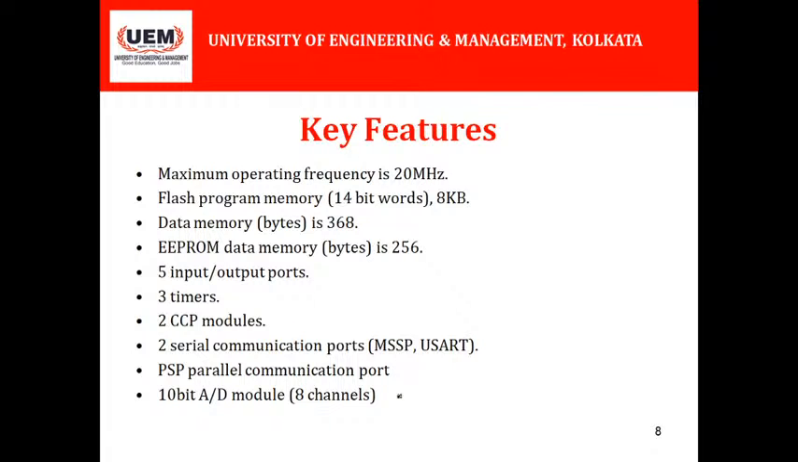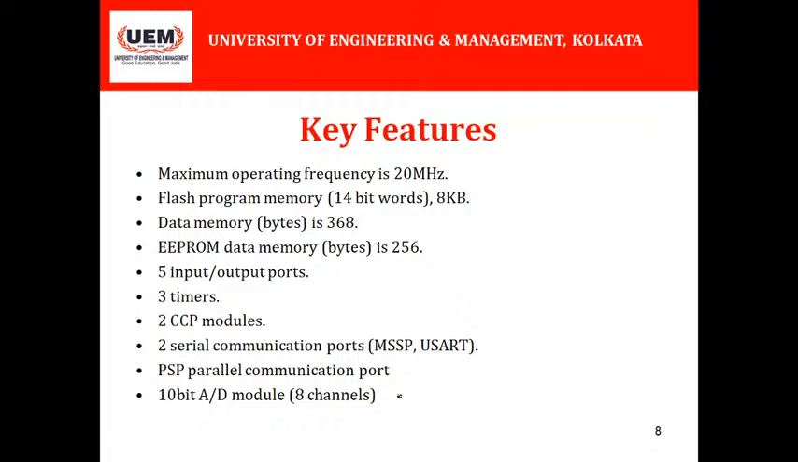Key features. What are the key features? Maximum operating frequency is 20 megahertz. We know that if frequency increases, then clock period or tau decreases, because tau is equal to 1 by frequency. If clock period decreases, then less amount of time will be required to complete a job.